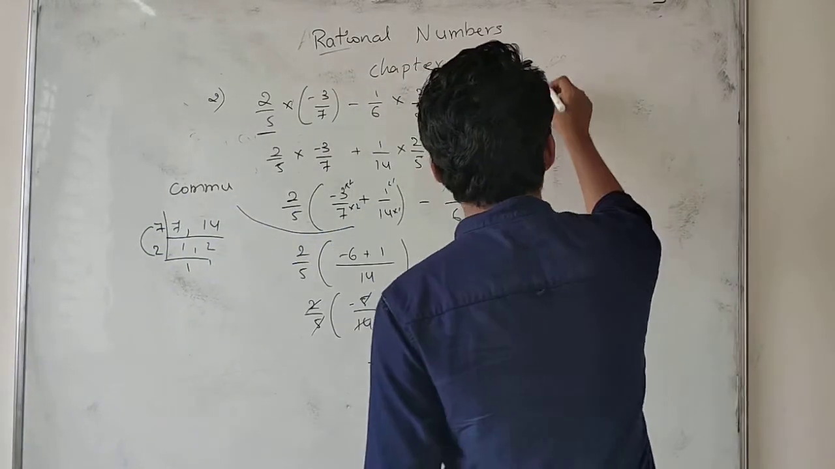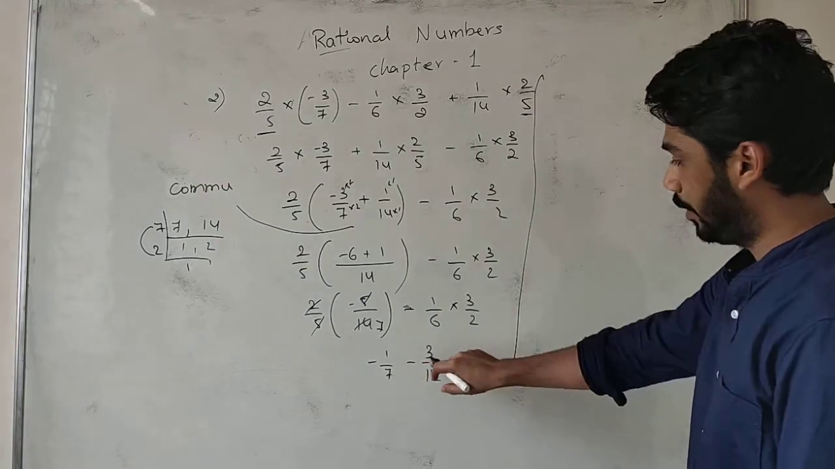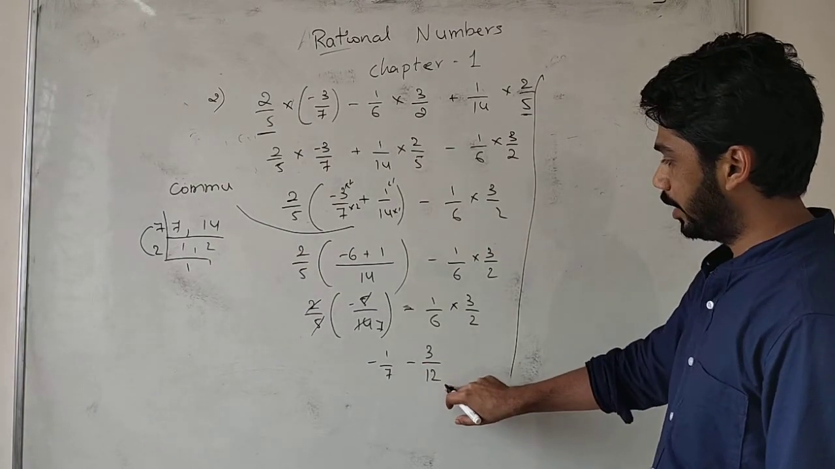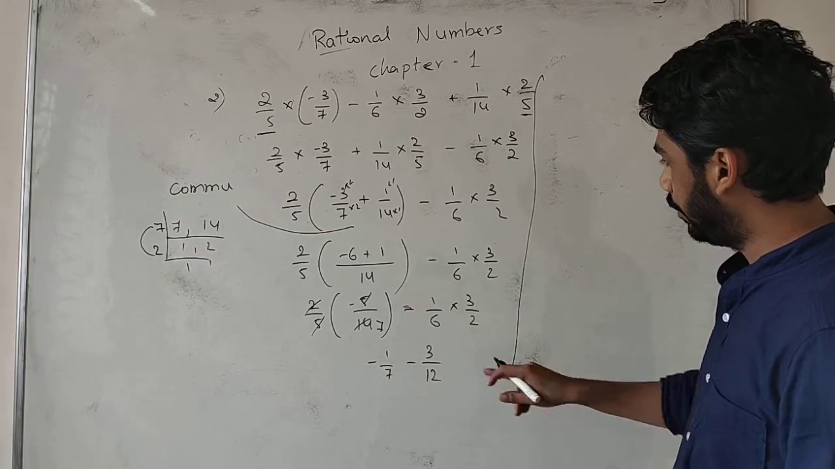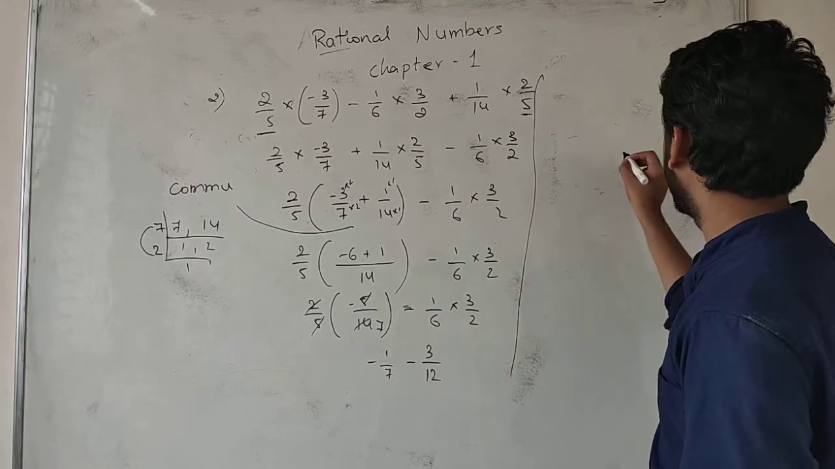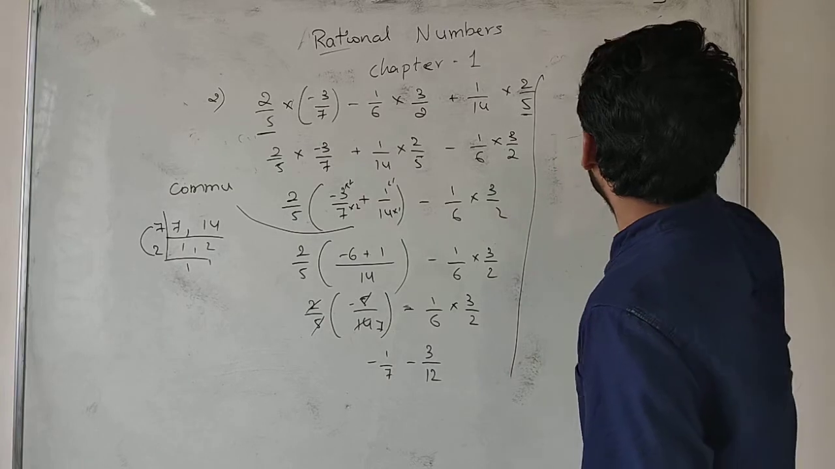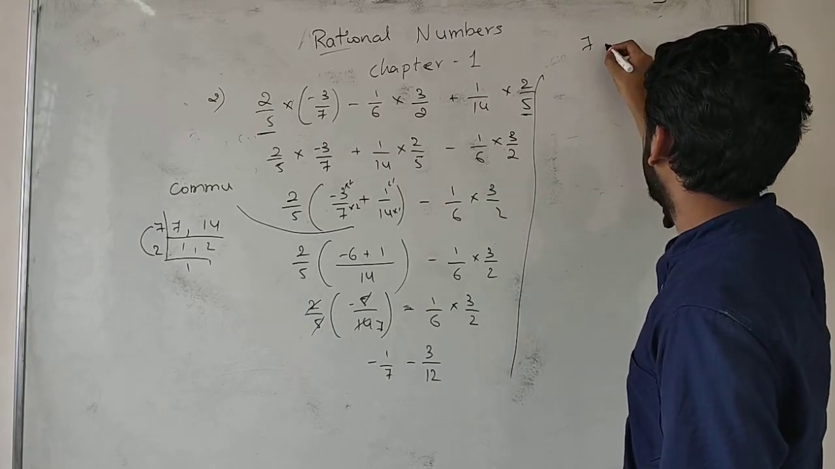So next one from here, solve it. Minus 7 and minus 12, minus 12 and minus 12. If we solve it further, what will we take as the LCM? 7 and 12.